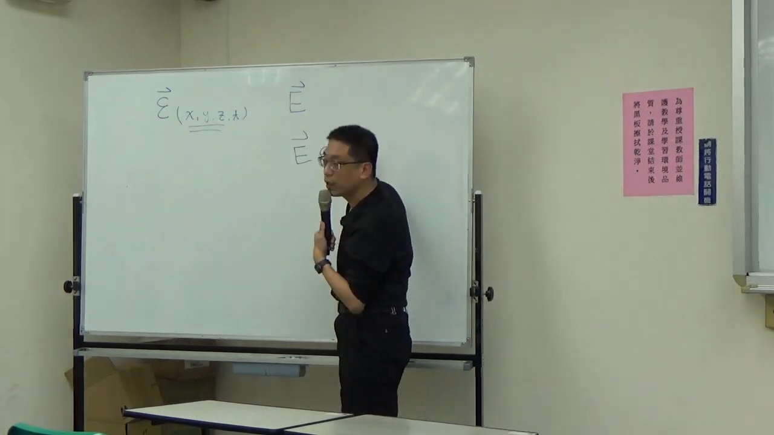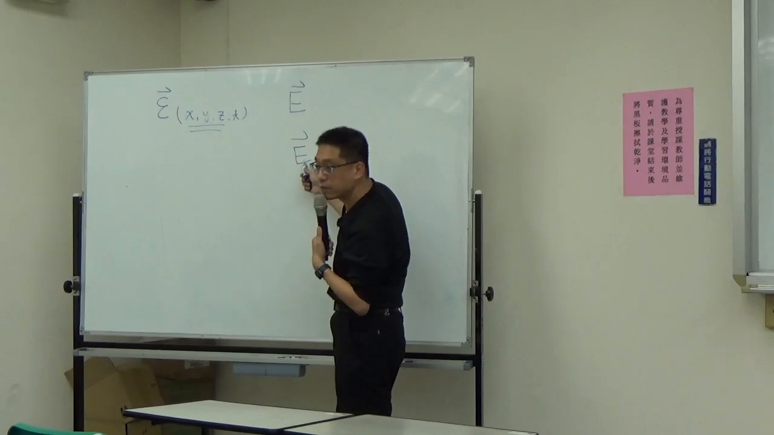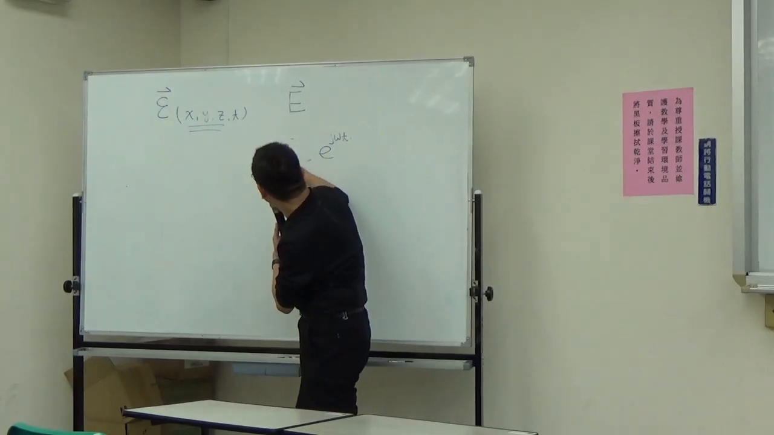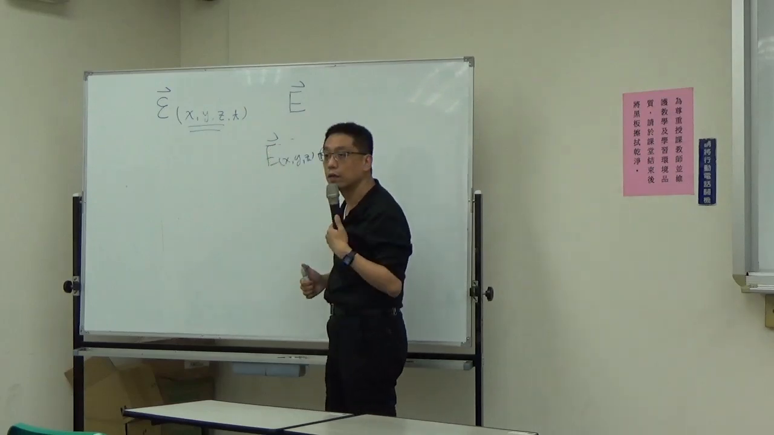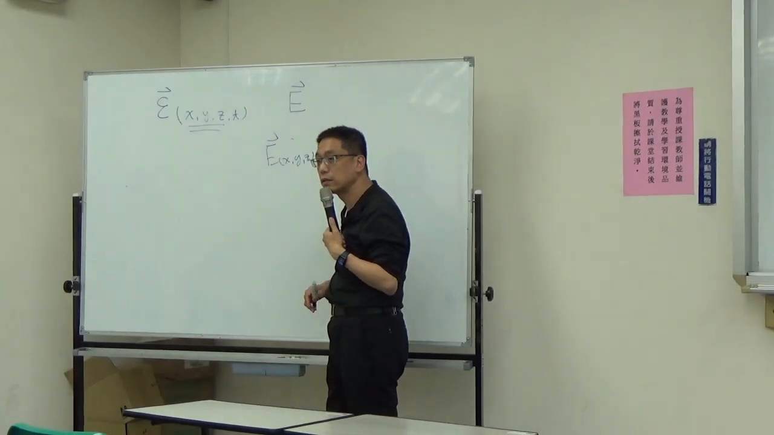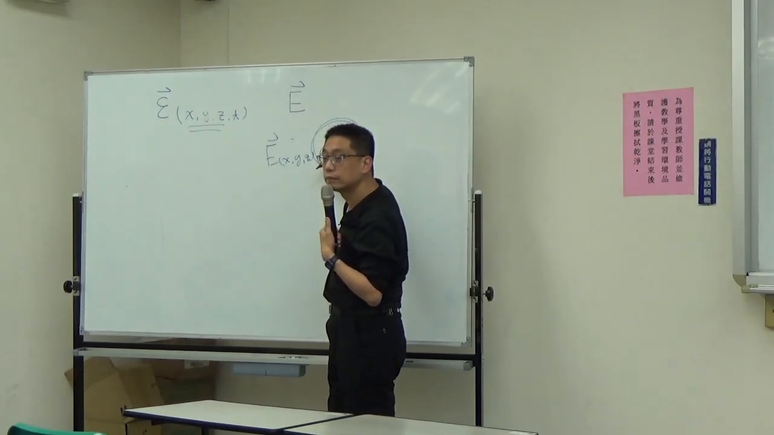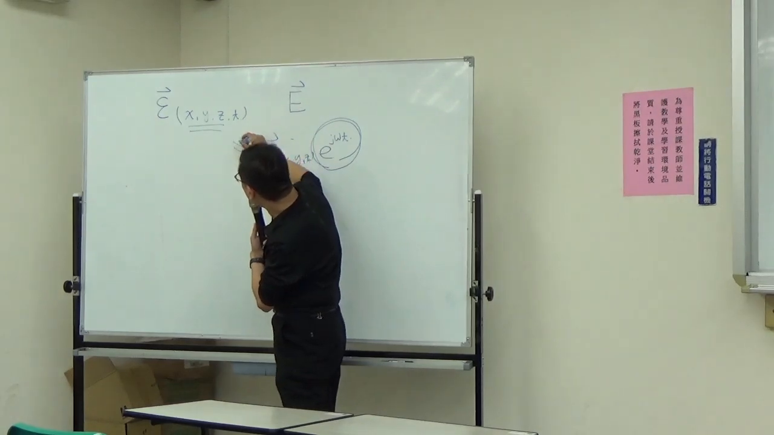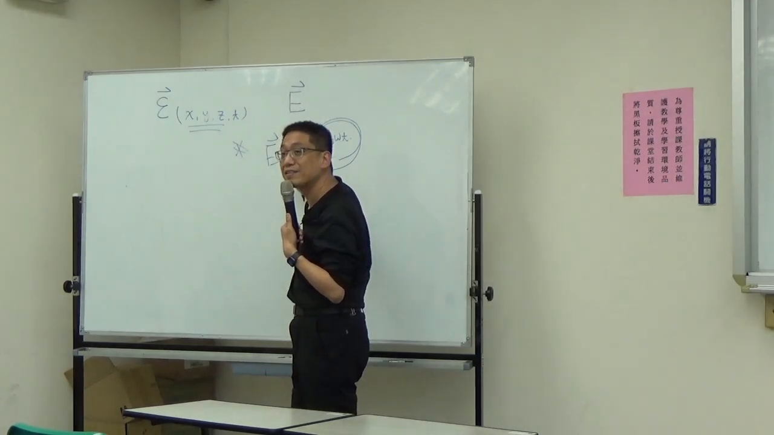Time harmonic means this is something times exponential j omega t, and the something here is only a function of x, y, z. Understand that? If that one is time harmonic, I will not write that this one equals this one. It depends on your situation.